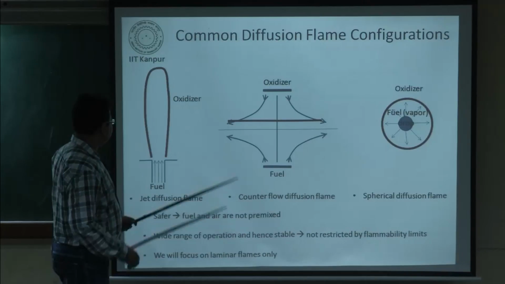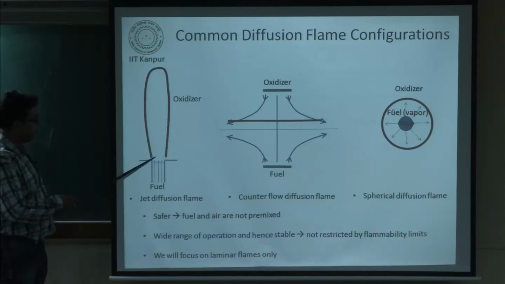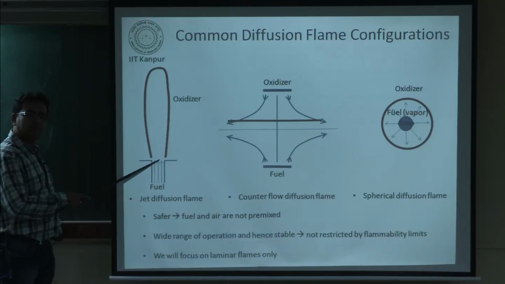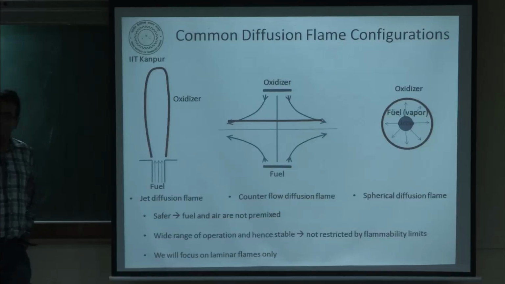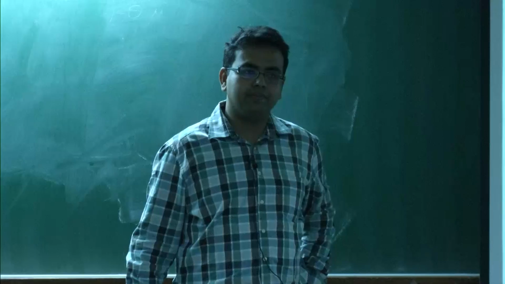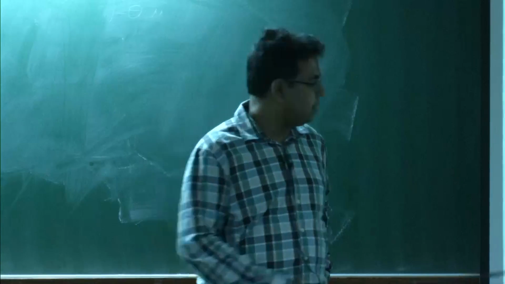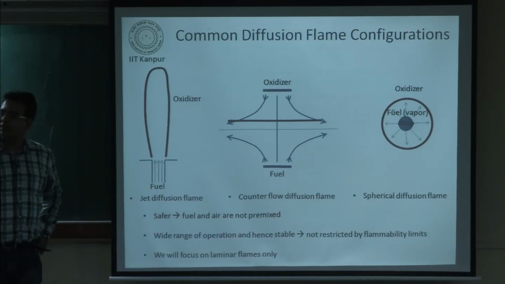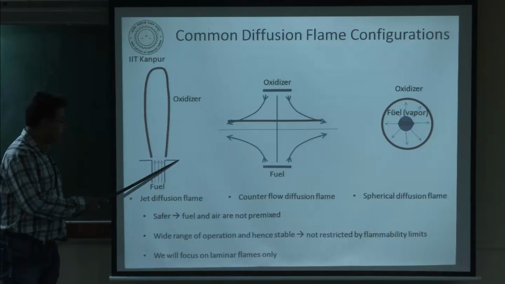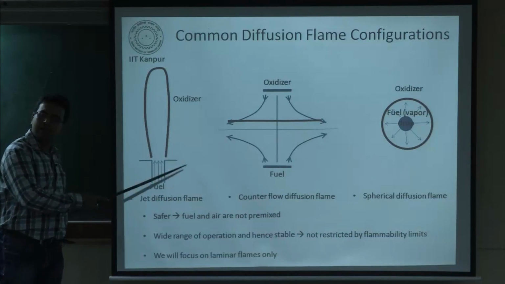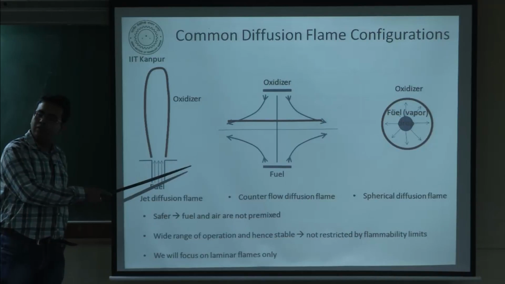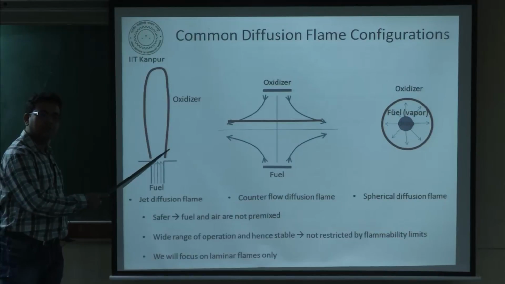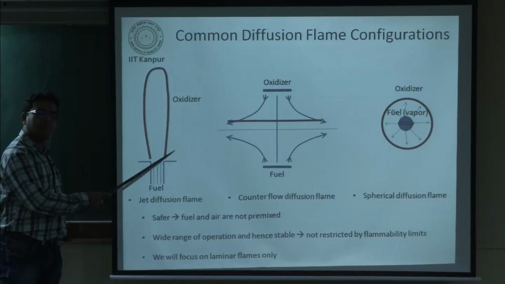Consider that this is the jet that is bringing in the fuel. What will be the equivalence ratio at the exit of the jet? Can anyone say? Infinite, right. And the equivalence ratio at the outer portion, that is in the co-flow, what will it be? It will be 0. So the equivalence ratio will vary from infinity to 0.